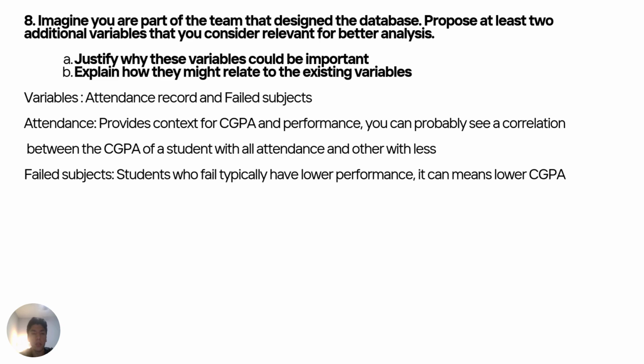Attendance provides context for CGPA and performance. You can probably see a correlation between the CGPA of a student with high attendance and the CGPA of a student with less attendance. And failed subjects, because students who fail typically have lower performance, so it can mean a lower CGPA per person. So this is all.